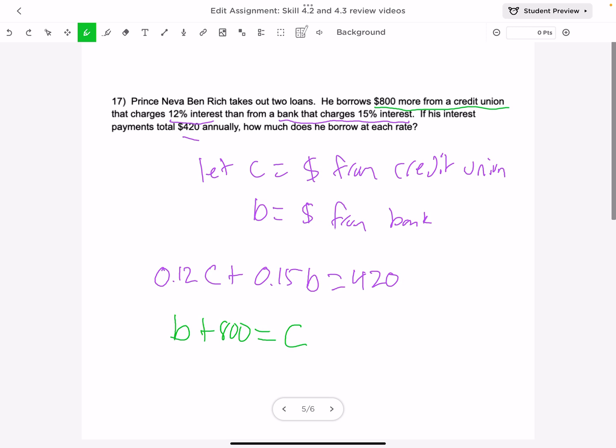And now we have two equations, two variables, and you can set it up and solve. I would recommend the substitution method because it's already set up to solve for C, but you can choose whichever method.